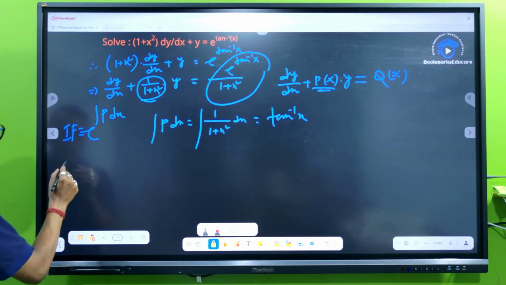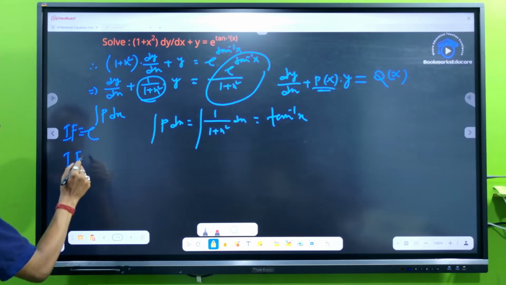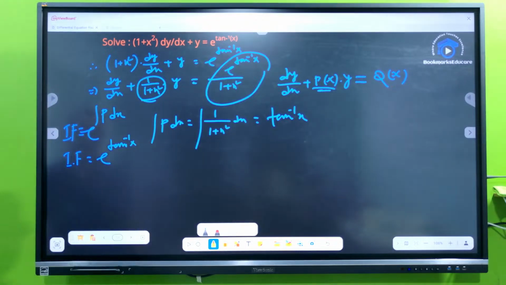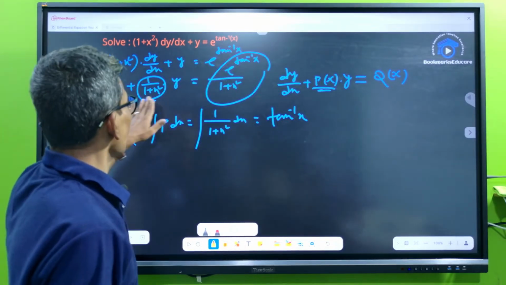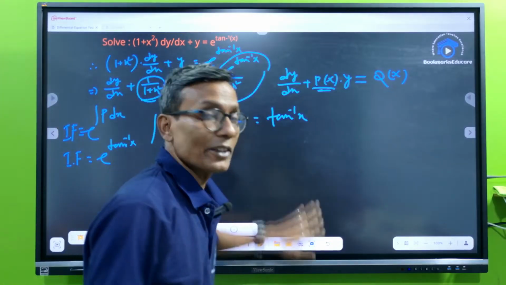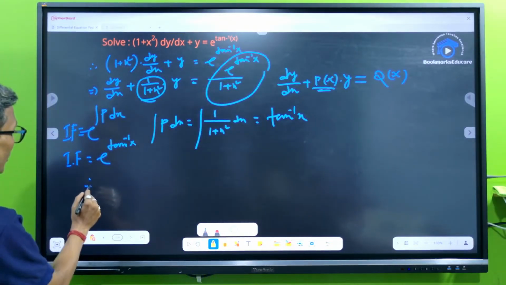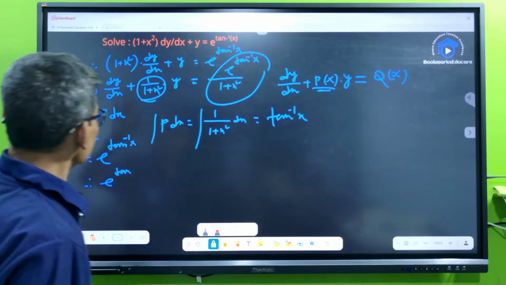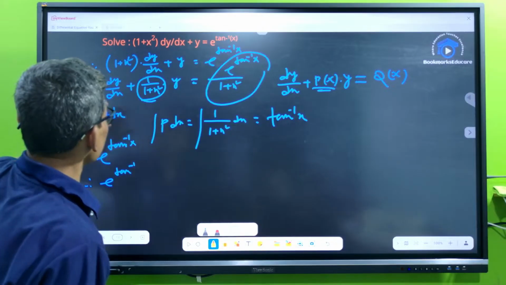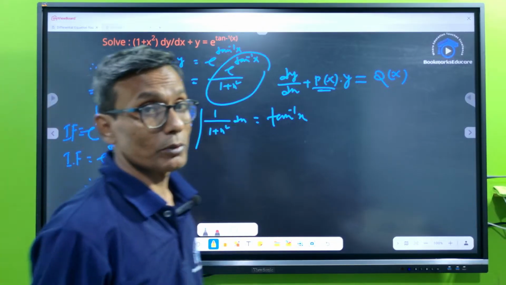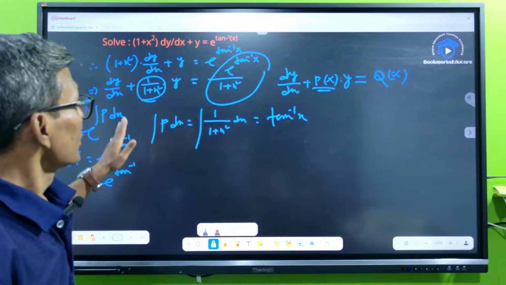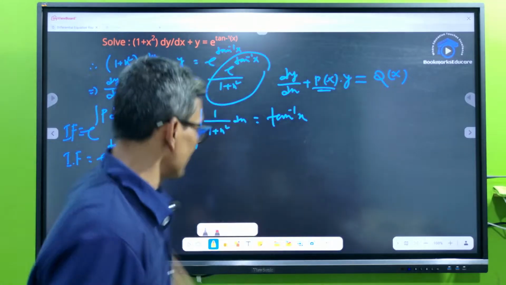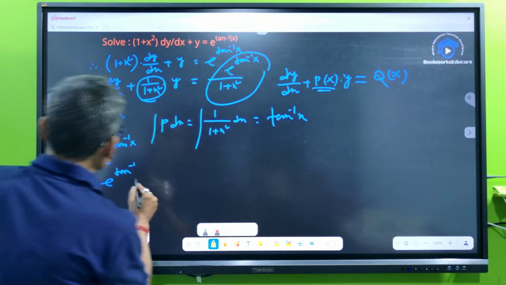So the integrating factor is e to the power tan inverse x. Now this equation will be multiplied by the integrating factor, e to the power tan inverse x. I am telling again, this equation will be multiplied by e to the power tan inverse x, that is the integrating factor, on both sides.